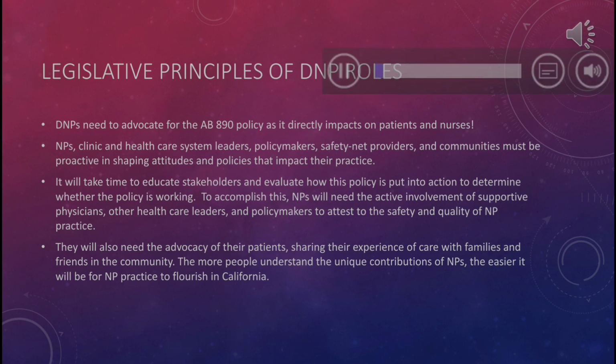The NPs need to advocate for the AB 890 policy as it directly impacts patients and nurses. NPs, clinic and healthcare system leaders, policymakers, safety net providers, and communities must be proactive in shaping attitudes and policies that impact their practice. It will take time to educate stakeholders and evaluate how this policy is put into action to determine whether the policy is working.